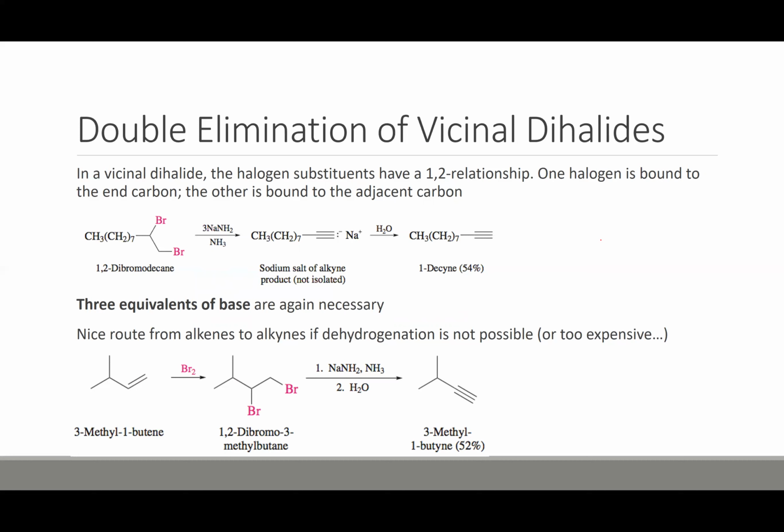So similarly, if you were to make a terminal triple bond using a vicinal dihalide, you would have one halide on the end group that you want to be the terminal triple bond, and another on the carbon that is adjacent to it. Again, you need 3 equivalents of base. You will generate an acetylide ion, which then again has to be worked up with water. Water needs to be added to then form your final alkyne.